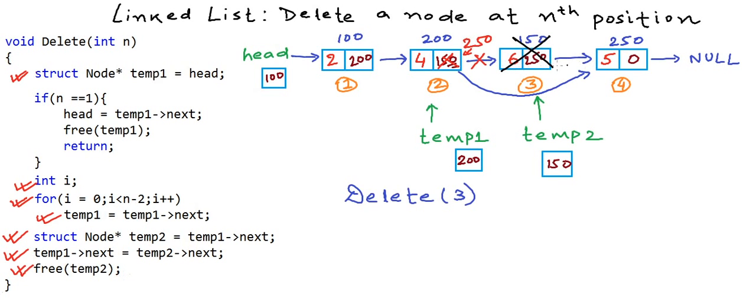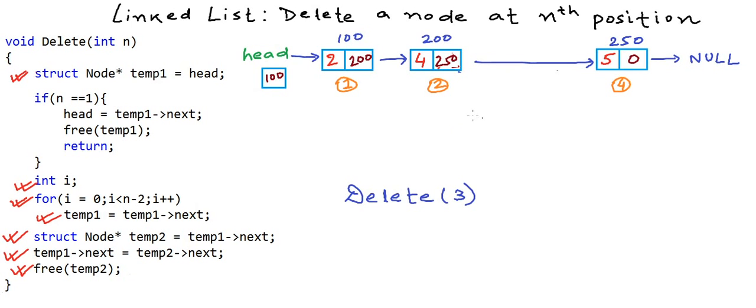And once this function execution finishes, all the local variables temp1 and temp2 will be cleared, and this is what the list will be. This node at address 250 will now be the third node. So this was deleting a node at a particular position in the linked list. We can also have a problem where we may want to delete a node with a particular value. You can try implementing it.